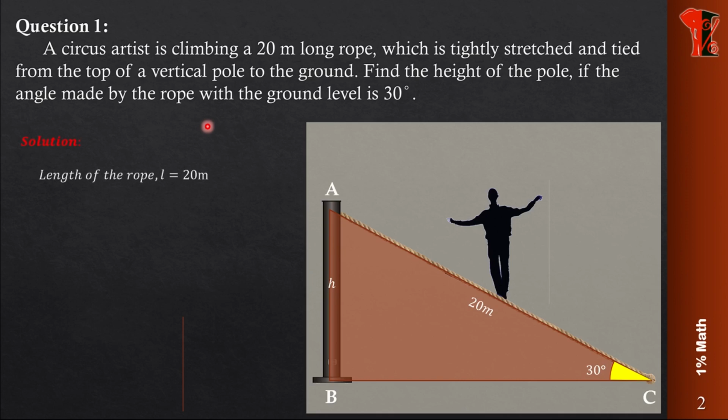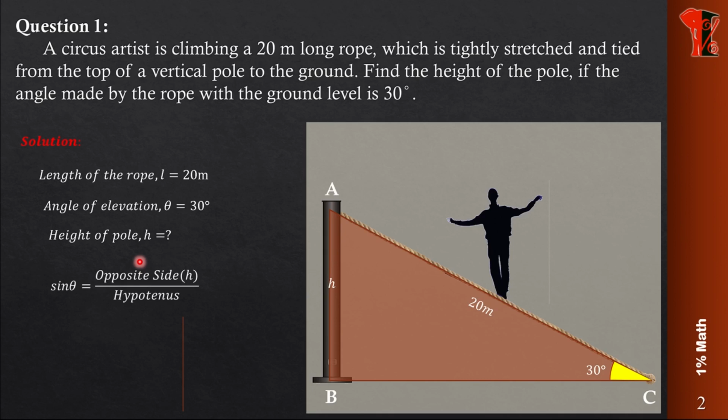Let us see our solution. The length of the rope that we know is 20 meters. The angle of elevation theta is 30 degrees, and the height of the pole h we need to find. I am going to use sine theta equals opposite side by hypotenuse. Let us substitute the values: sine 30 degrees equals h by 20. We know sine 30 is 1 by 2, so simplifying further, we get h equals 10 meters. That means the height of the pole is 10 meters. It's a simple and direct problem.